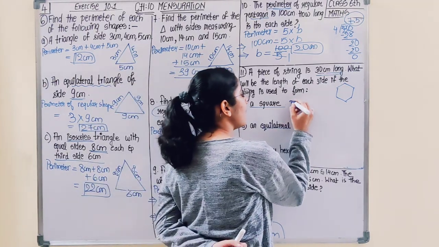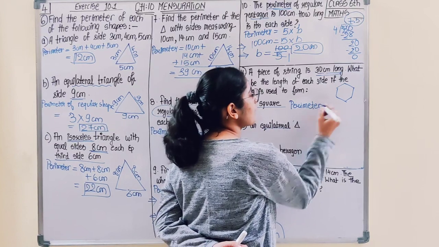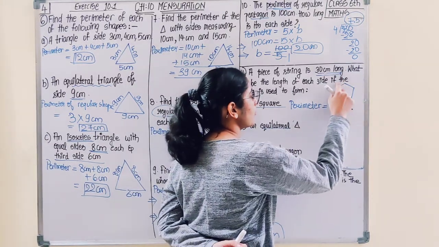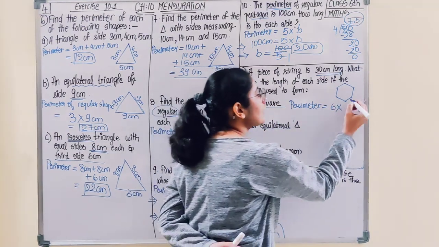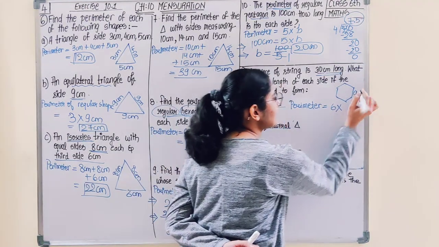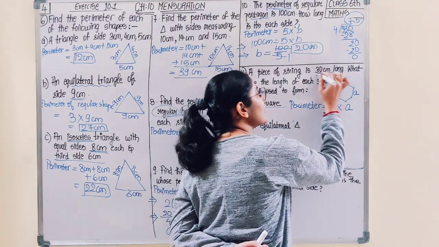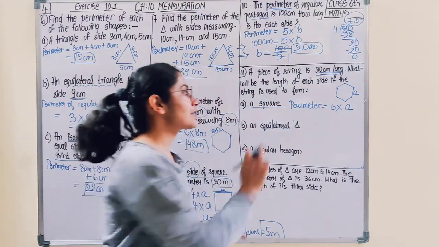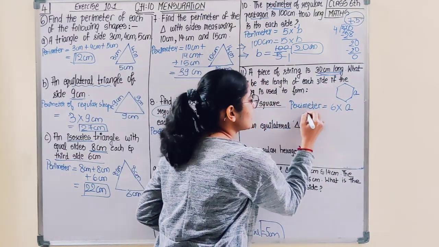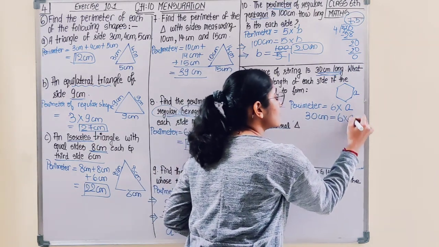Okay, so perimeter of regular hexagon is the number of sides, 1 2 3 4 5 6, into the length of each side. Let us consider the length of each side as A. क्योंकि मैंने 30 सेंटीमीटर लॉन्ग स्ट्रिंग को यूज करके हेक्सागन का शेप दिया, तो इसका टोटल जो लेंथ है वो है 30 सेंटीमीटर. तो 30 सेंटीमीटर इज इक्वल टू 6 into A.